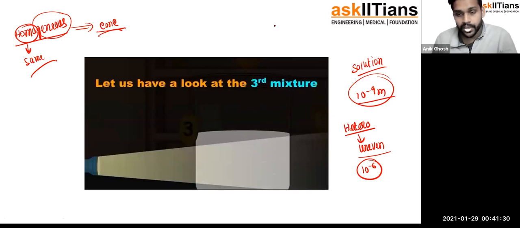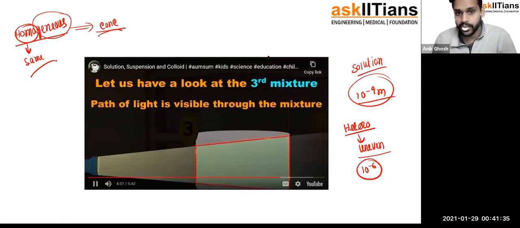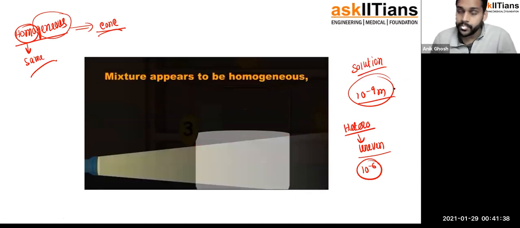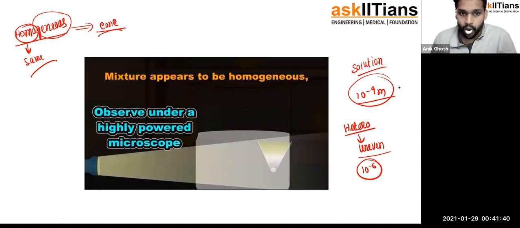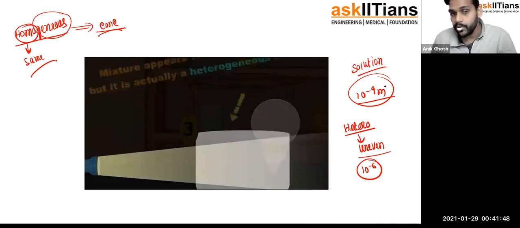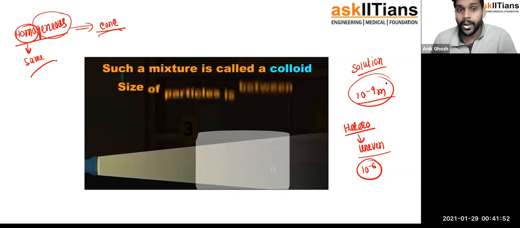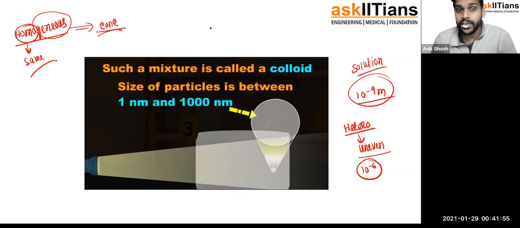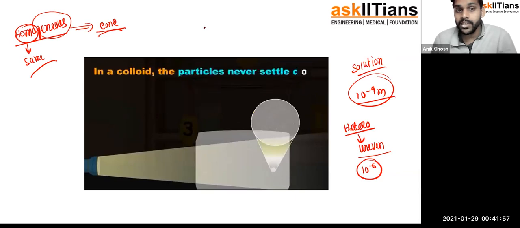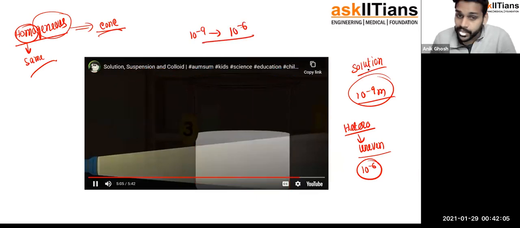Third mixture, it was about the colloidal solution. The milk is visible, you can see over there as well, right? The mixture appears to be homogeneous. Observed under a highly powered microscope, it is actually heterogeneous. Okay, so it might be looking like homogeneous, but it's a heterogeneous solution. Such mixtures are called colloids. The size of the particle is 1 nanometer to 10 to the minus 6 meter. So they never settle down. They are very much stable. Okay, and this shows the Tyndall effect permanently.